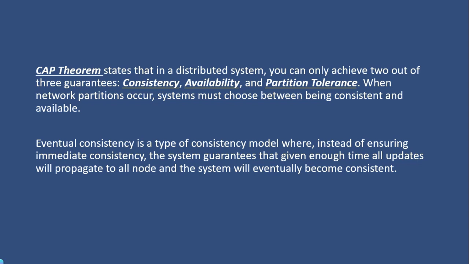Eventual consistency is a type of consistency model where, instead of ensuring immediate consistency, the system guarantees that given enough time, all the updates will propagate to all the nodes and the system will eventually become consistent. The eventual consistency model says that whether the data you are receiving at a particular moment is fresh or not, we don't know. But after some time, eventually, whatever data you are getting will be the fresh data.